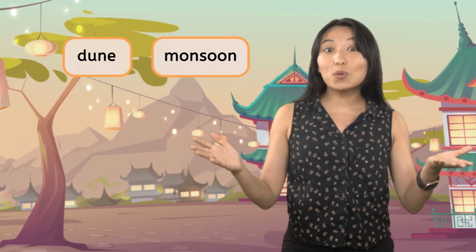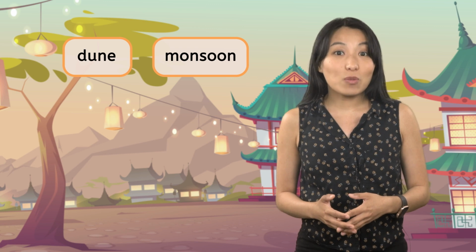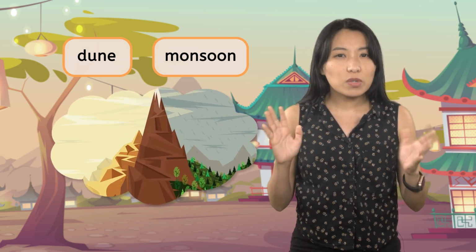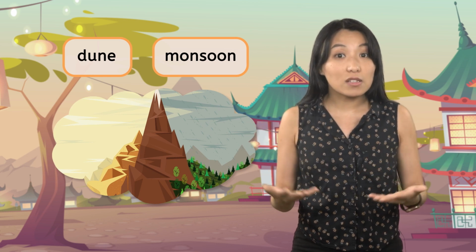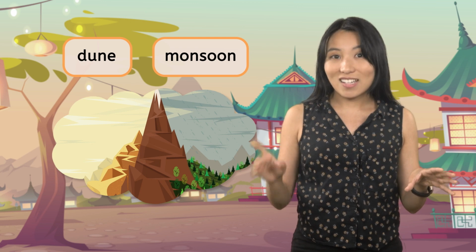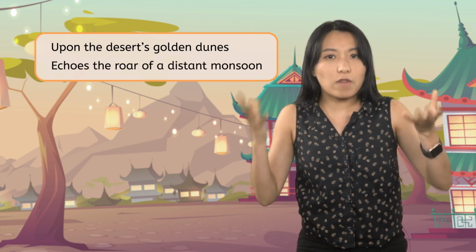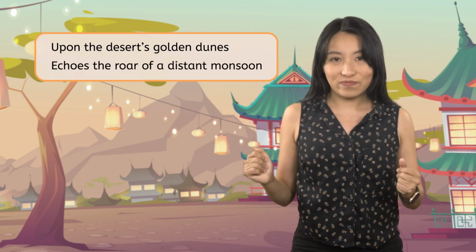On the other hand, using the second strategy, I'll think of a cool word first, like dune. Then I'll find another word I like that rhymes with it, like monsoon. I play around with the rhyming words, imagining how they might connect. I might ask myself, what do these two words have in common? What similar feelings, sensations, or associations come to mind when I think of them? Until I get an idea for my poem. Upon the desert's golden dunes echoes the roar of a distant monsoon.